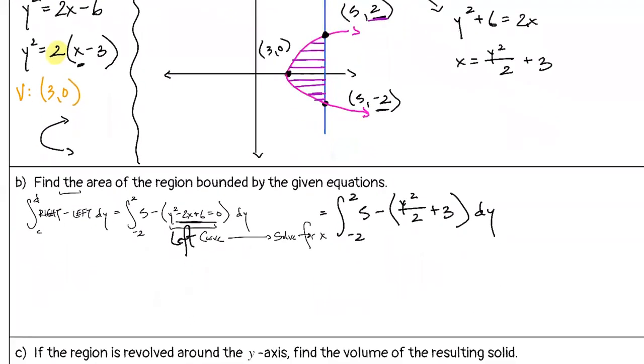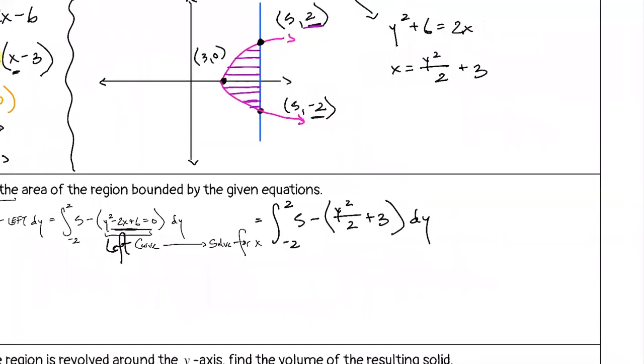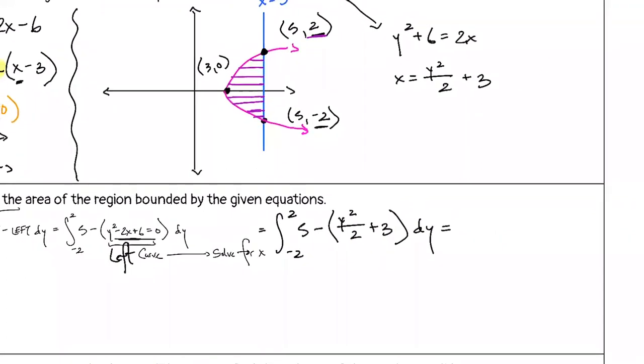Okay. So we've got our integral here. Let's go ahead and simplify this in two ways. One thing that I hate doing is more work than I need to. So what I'm going to do here is find the area of the top half and then double it. That gives me 2 times the integral from 0 to 2. I'm only going to find the integral of the top half, and then double it. And then I get 5 minus 3, which gives me 2 minus y squared over 2 dy.